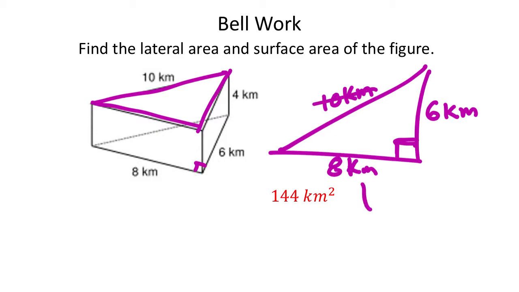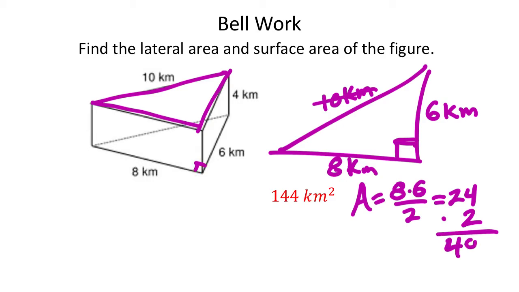To find the area of that one triangle, we would take the base at 8 and the height at 6, multiply those, but divide it by 2, which is 24 square kilometers. But there's 2 of those, so I'm going to multiply that by 2 to get 48 square kilometers from both triangles. Then we look and we got 3 rectangles.